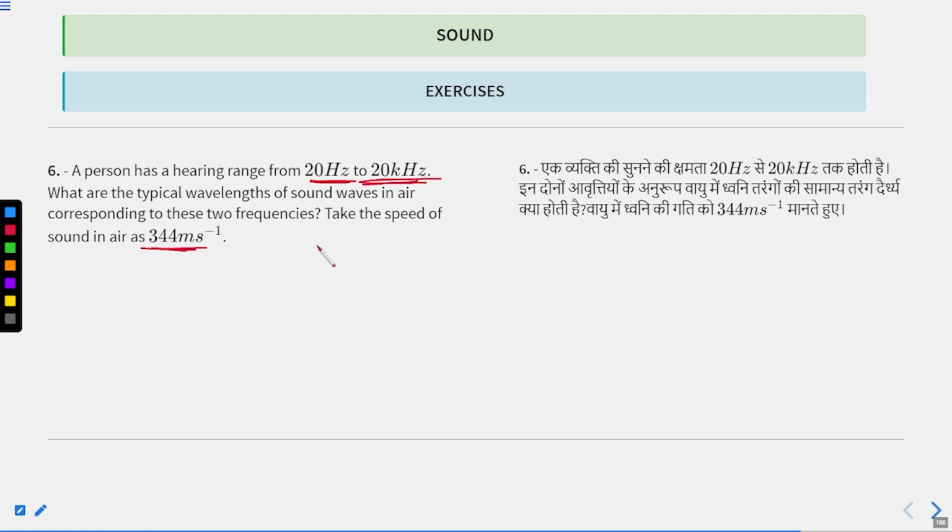So what is the question asking? The question is asking that a person has a hearing range. Okay. We have a hearing range of 20 hertz to 20,000 hertz. Okay. What will be the wavelength between these two frequencies? So frequency number 1 is 20 hertz. Frequency number 2 is 20 kilohertz or 20,000 hertz. Okay, and we are already given the velocity or the speed of sound in the air as 344 meter per second.